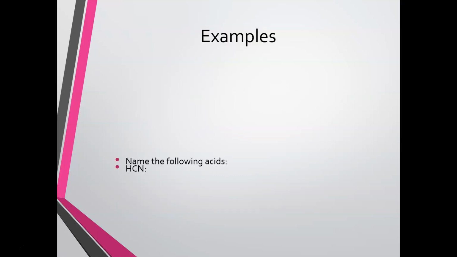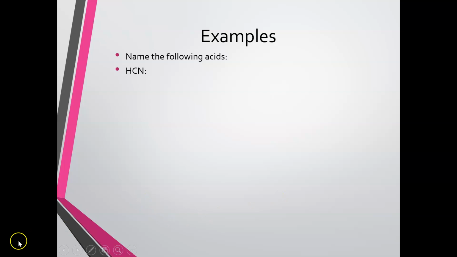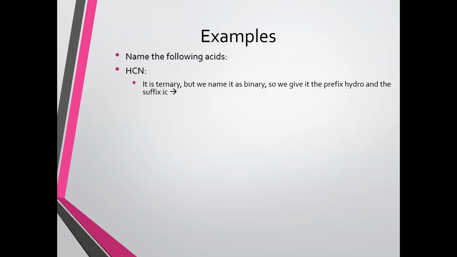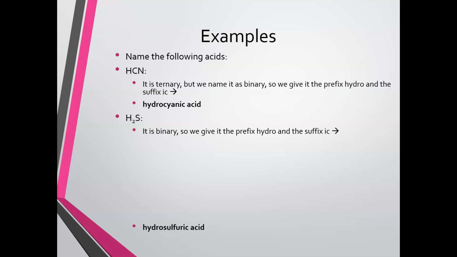Some examples for you. Name the following acids. All right, up first, it's the one we keep talking about, HCN. So it's ternary, but that's that one that we keep talking about. So it's the exception, so we're going to give it the prefix hydro and the suffix ic, making it hydrocyanic acid. It's the only exception you have to worry about. What about H2S? So that's a binary one. So we're going to give it the prefix hydro and the suffix ic, making it hydrosulfuric acid.